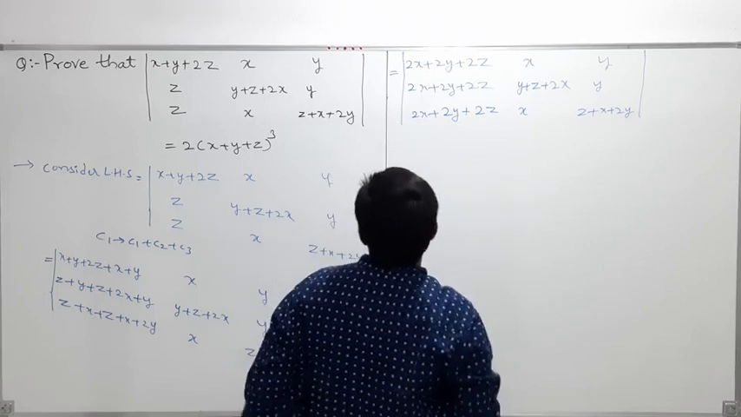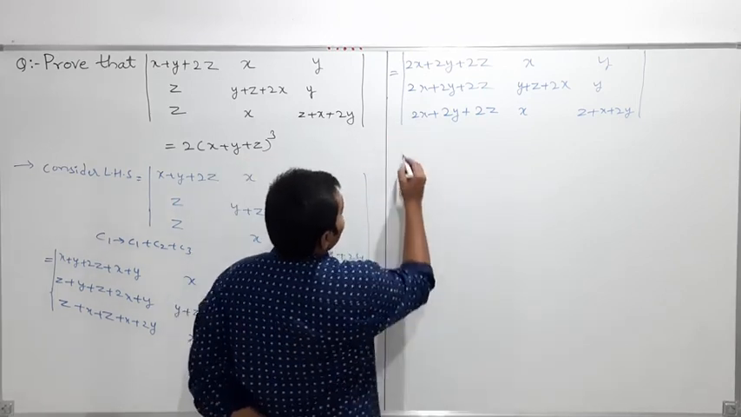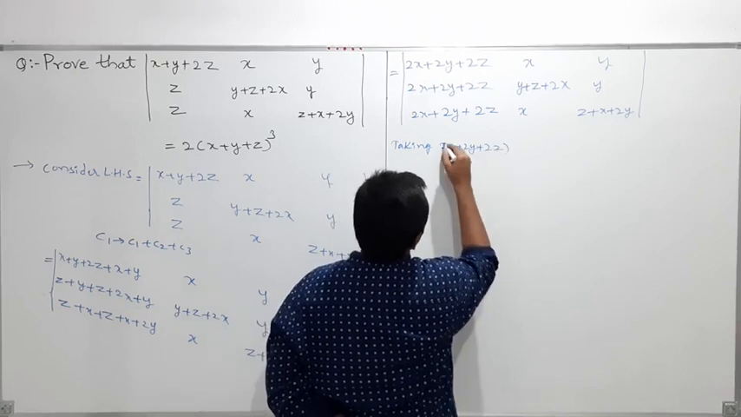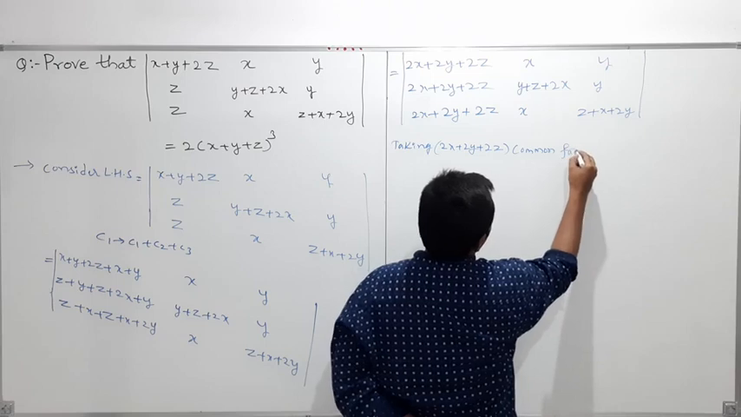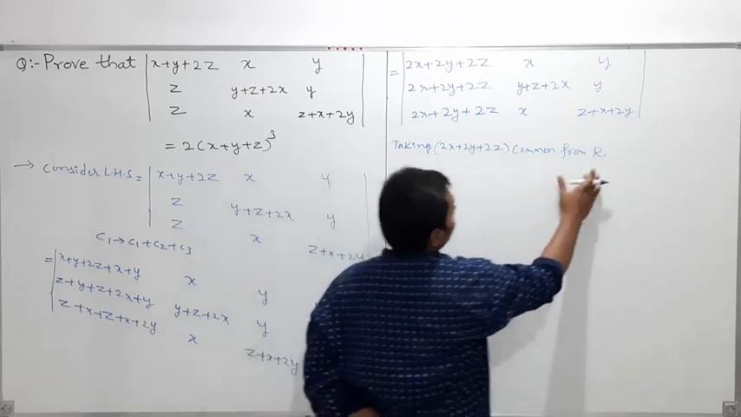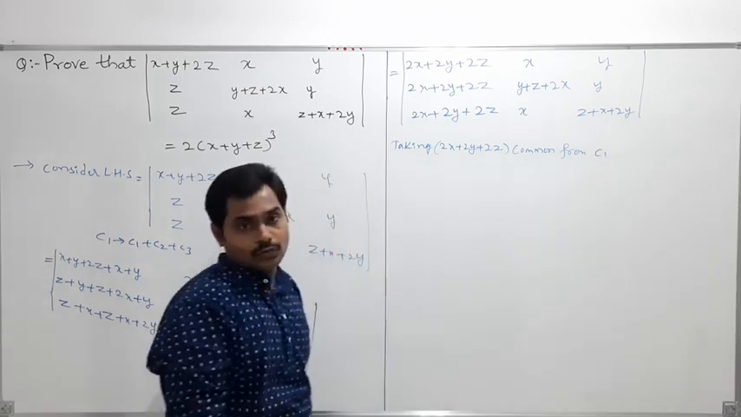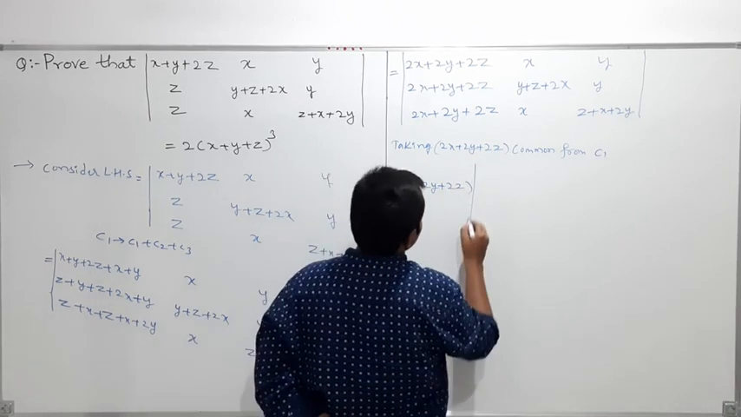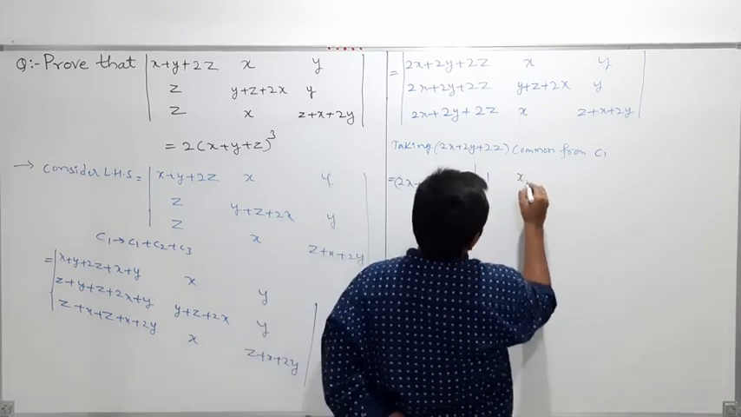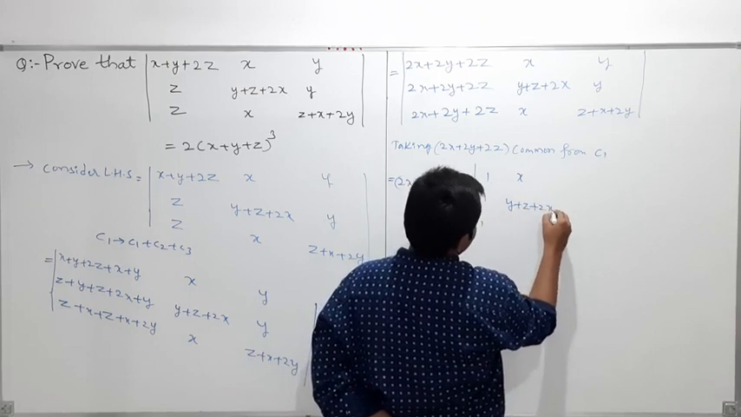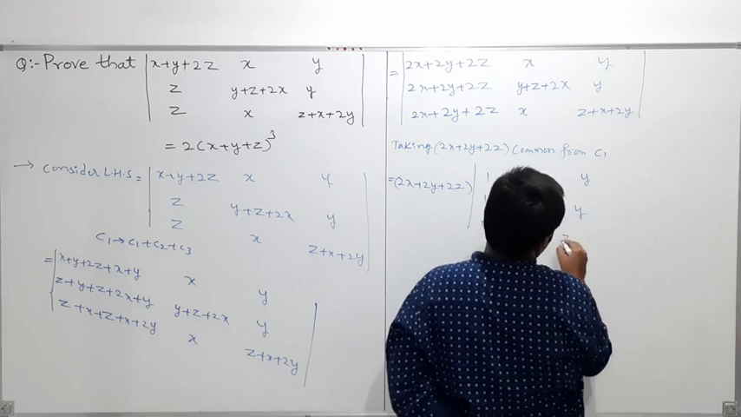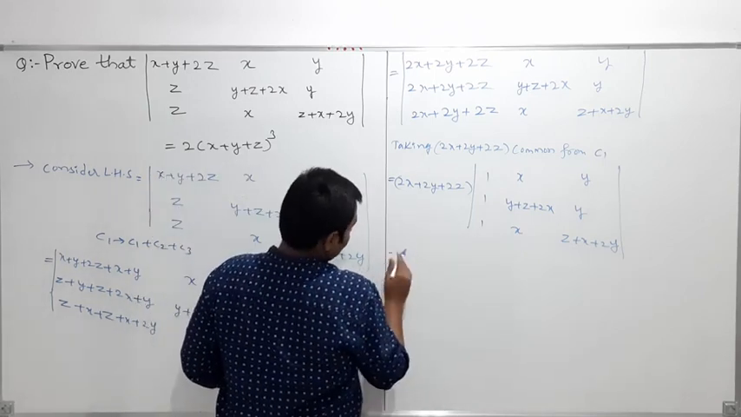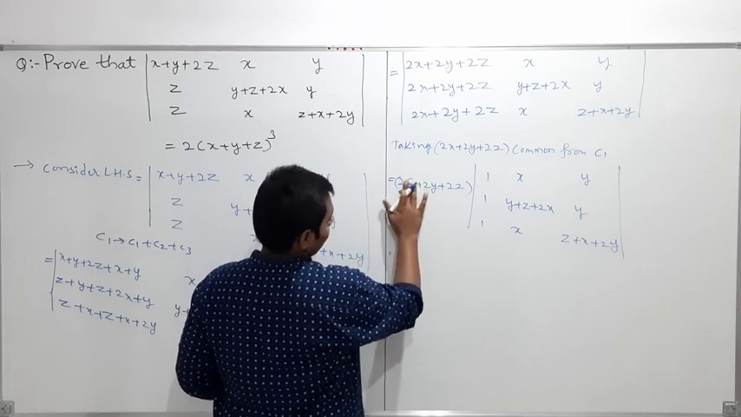Clear? And now, my dear students, from column 1 I will take 2x plus 2y plus 2z common. So from column 1 we will get 2x plus 2y plus 2z, and the remaining is 1, 1, 1, and next x, here it is y plus z plus 2x, x, and next y, z plus x plus 2y. Clear?